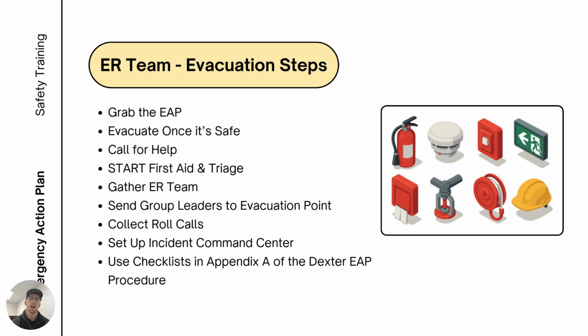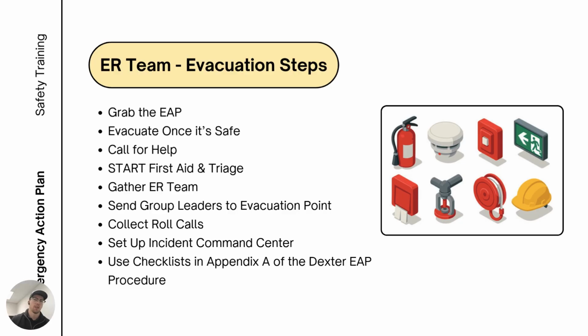Step three, call 911 for injuries or trapped individuals. If phones are down, send someone else. And then make sure that other leaders are aware that 911 has been called. Step four, start first aid and triage using the START method. START method just means to prioritize injuries that are most serious versus minor injuries.